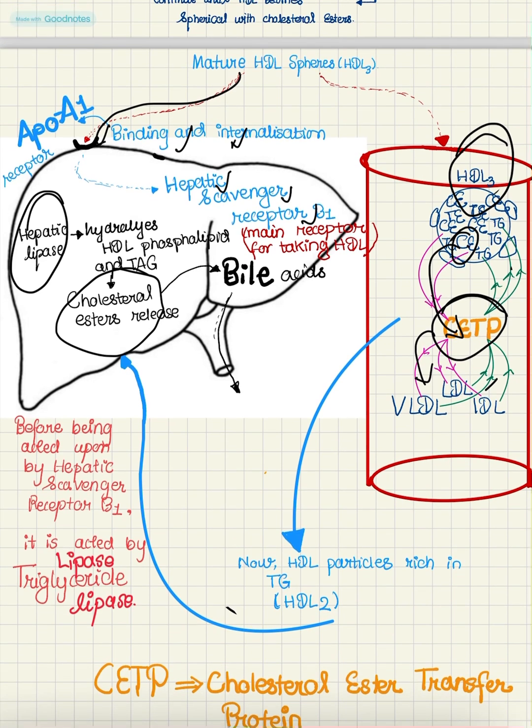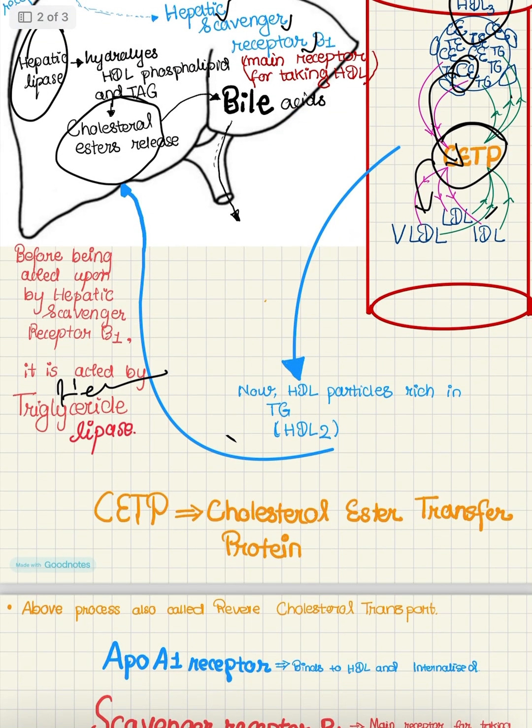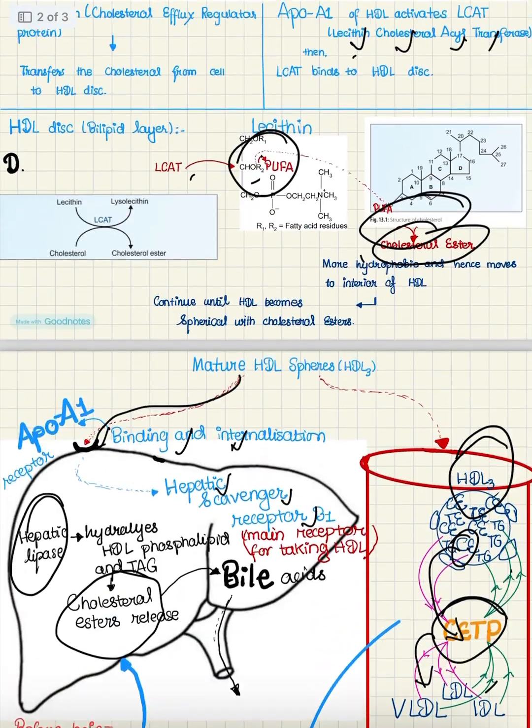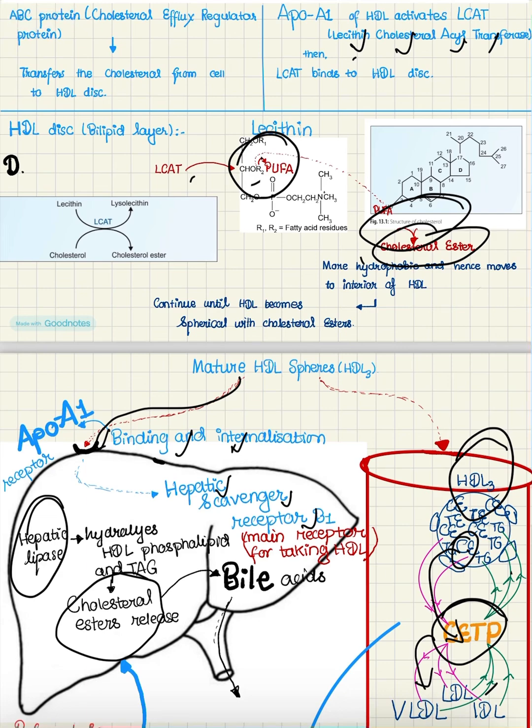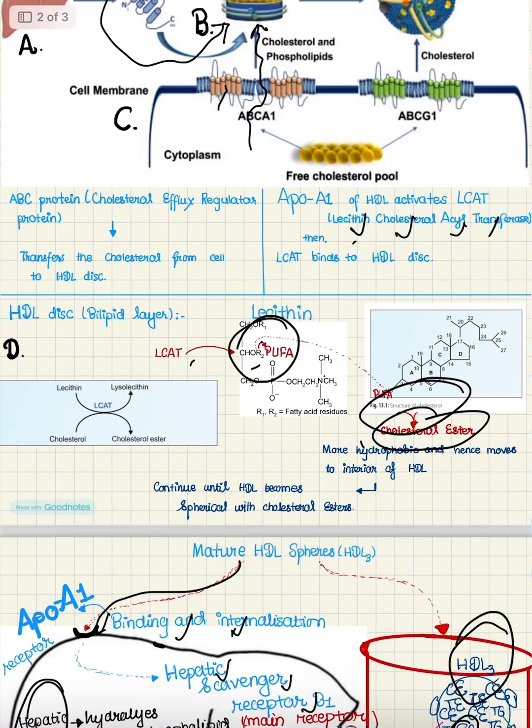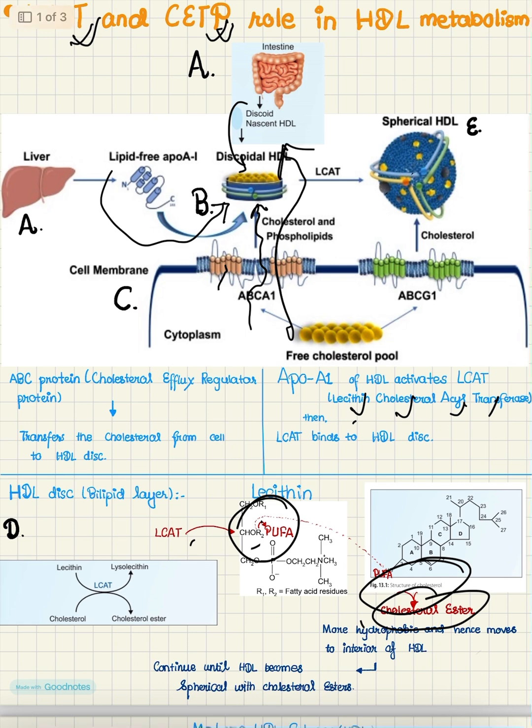And then the HDL2 is internalized by the hepatocytes. Before it is internalized, it is acted upon by the hepatic triglyceride lipase, and then it is acted upon by the hepatic scavenger receptor. All of the above process we call the reverse cholesterol transport, because the cholesterol is transported from the peripheral tissue to the liver through the HDL.